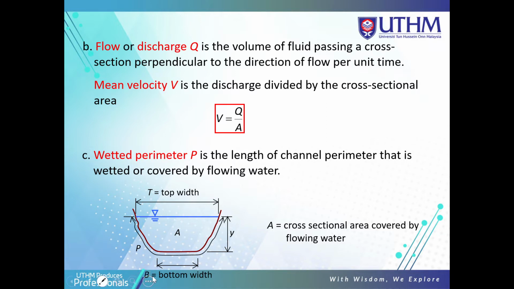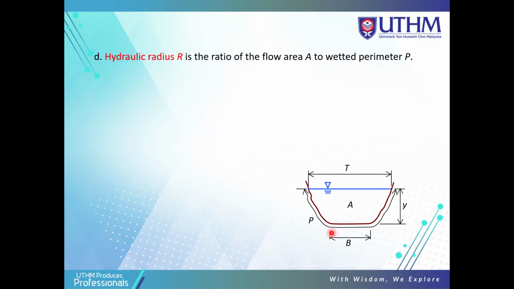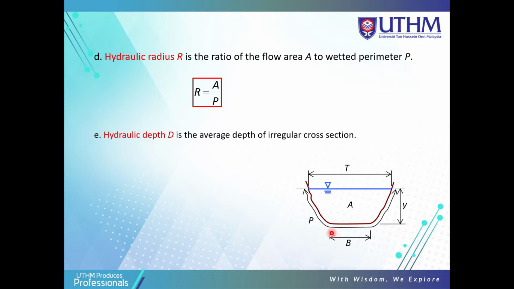We have B as the bottom width and T as the top width. So A is the cross-sectional area covered by flowing water. Hydraulic radius, actually these are the properties of the channel. Hydraulic radius R is the ratio of the flow area A to the wetted perimeter, so R is equal to A over P. The hydraulic depth is the average depth of an irregular cross section: D is equal to flow area divided by top width, D is equal to A divided by T. So T is the top width, B is the bottom width, A is the flow area, and P is the wetted perimeter.